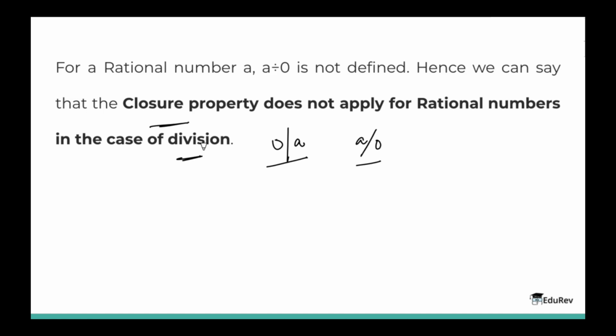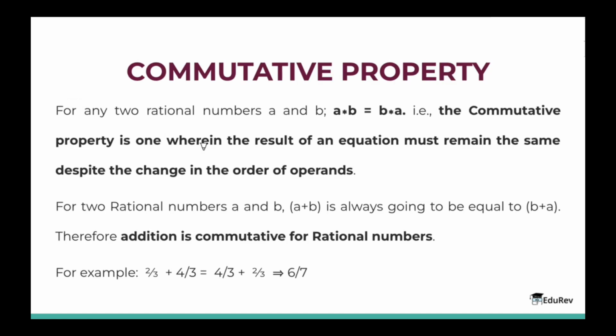Let's move to the next property, that is the commutative property. Now, for any two rational numbers, a and b, when a has any relation with b, then this relation can be written as b has a relation with a. Which is to say, you can see on the screen that if a is related to b, then b has to be related to a. But we need to define what this relation is. Whether it's addition or subtraction or division or multiplication, what is it? So let's find it out.